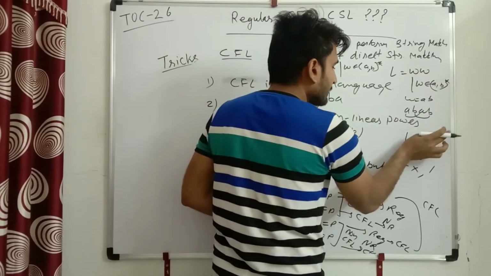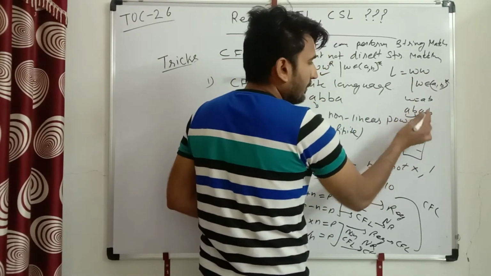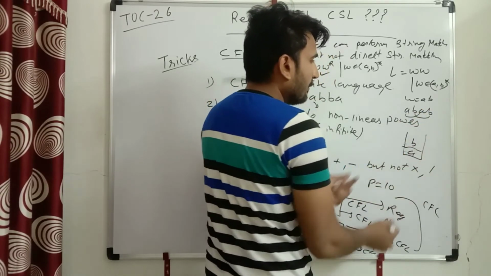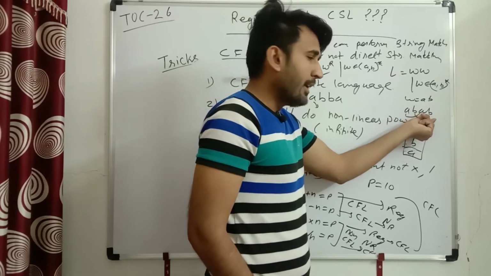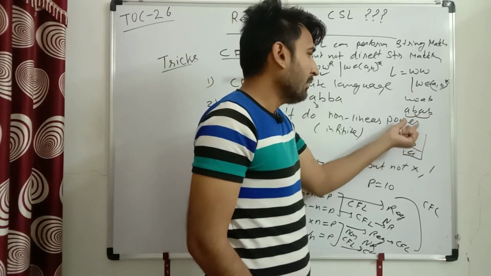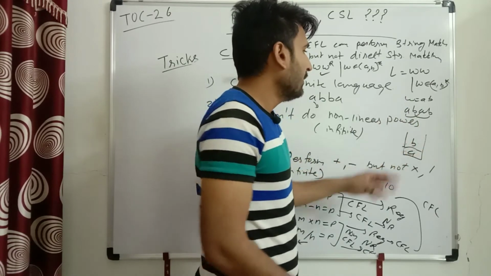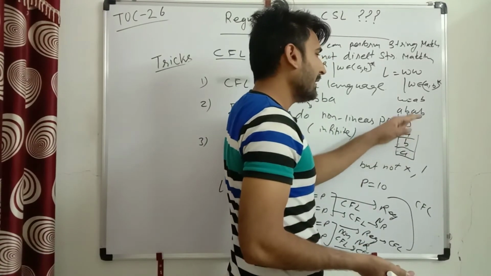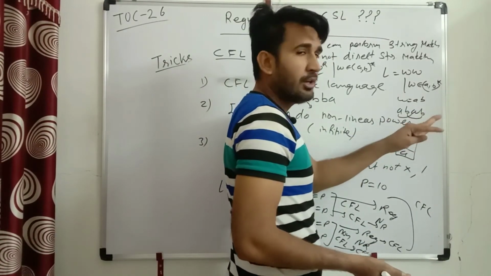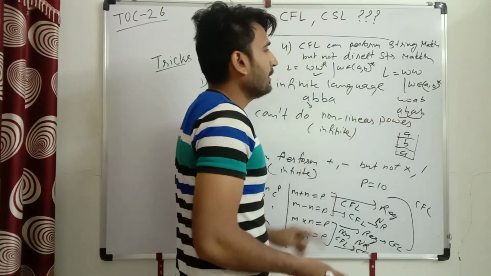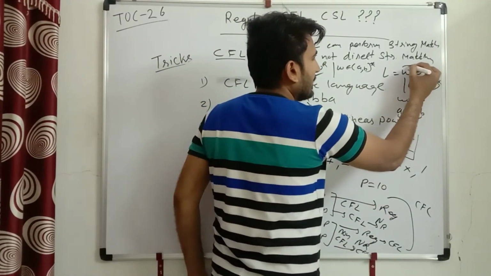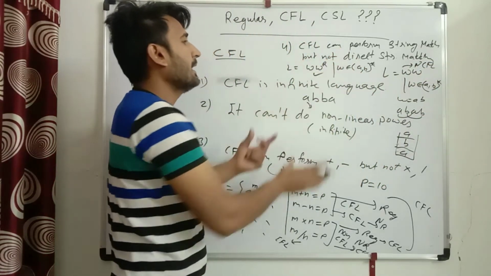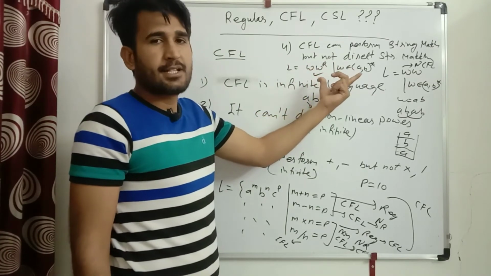But for this, A will be pushed, and B will be pushed. But if A came, it doesn't know whether it has to push or pop. It will push only, because it doesn't know if B comes, it will pop. So it can't be a CFL. Then it is a non-CFL. So we can say that it can't perform direct string matching.